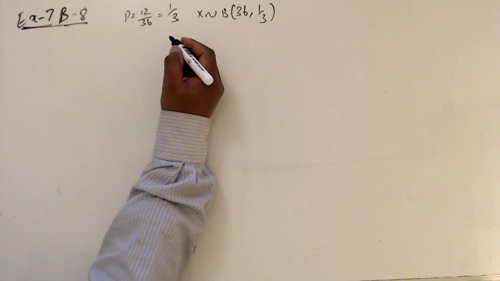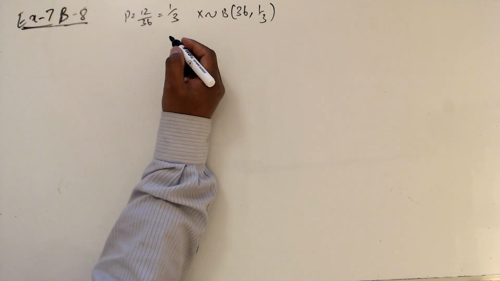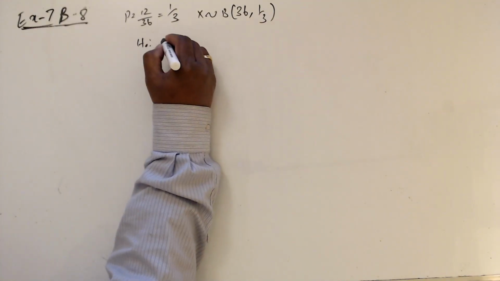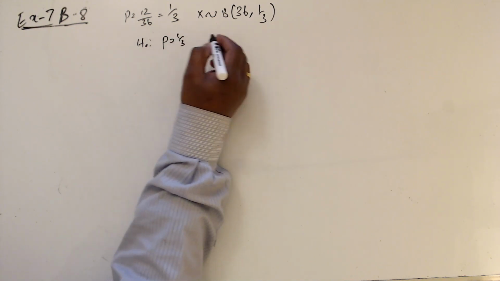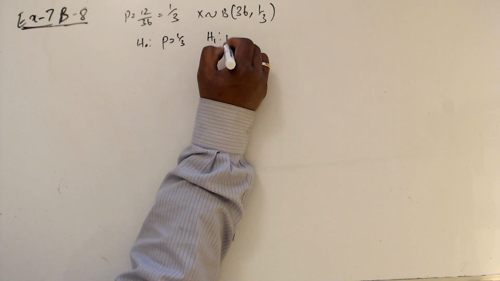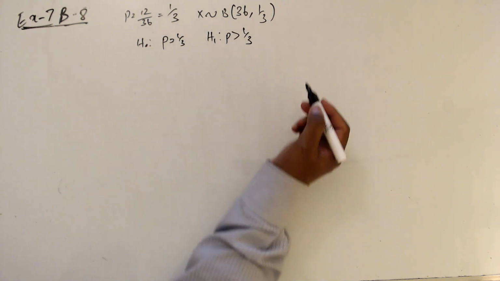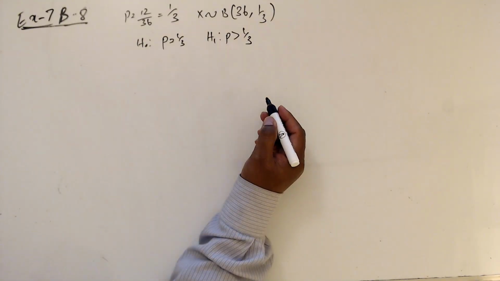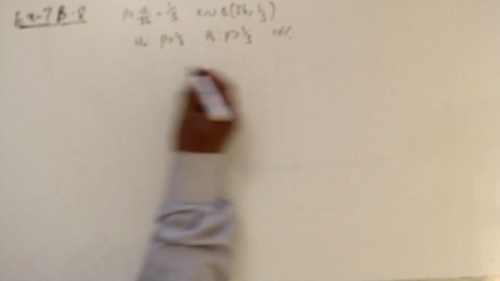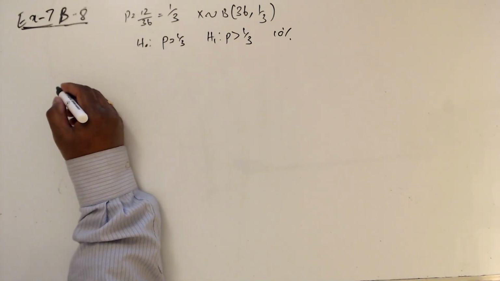The question describes a suitable null hypothesis, so H0 is p equals 1/3, and since they think it increases the survival rate, H1 is p greater than 1/3. And using the 10% significance level, in part B we want to find the critical region.